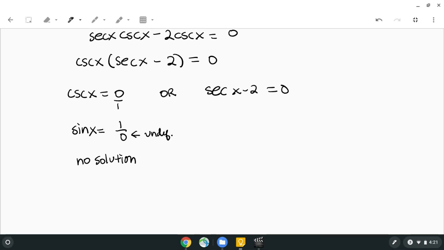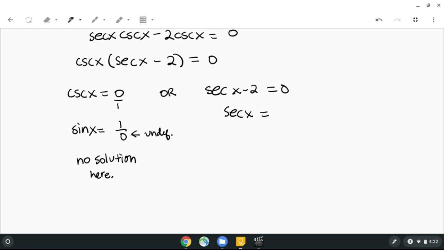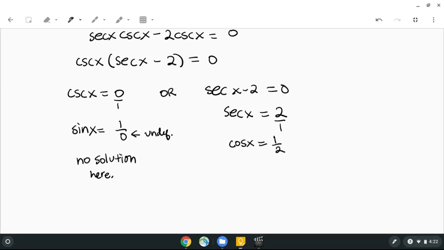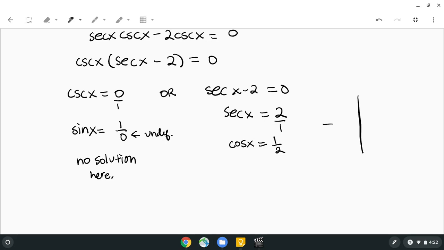Okay, so then that means our solutions must come from the other factor. So secant x minus 2 equals 0. Let's get the secant x by itself, add 2 to both sides. And that 2 is the same as 2 over 1, so secant x equals 2 means cosine x equals the reciprocal, which is 1/2. So we want to know for what angles cosine is equal to 1/2.